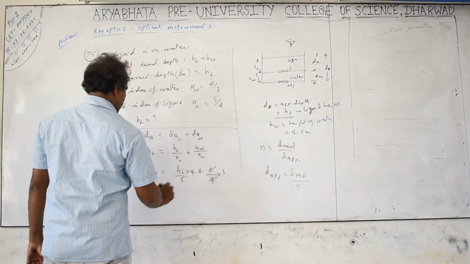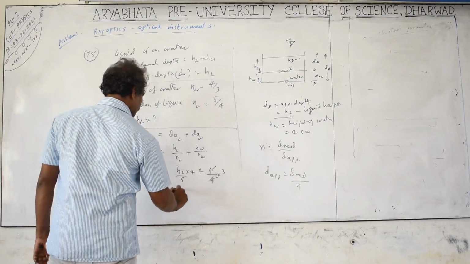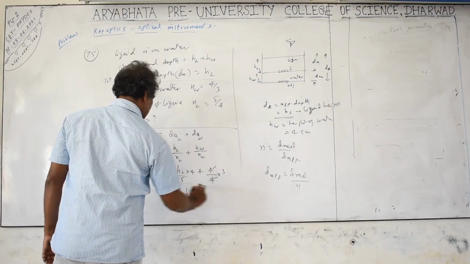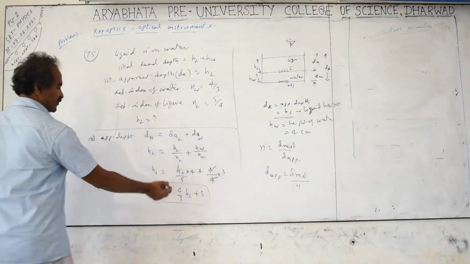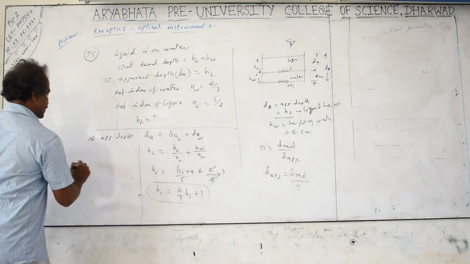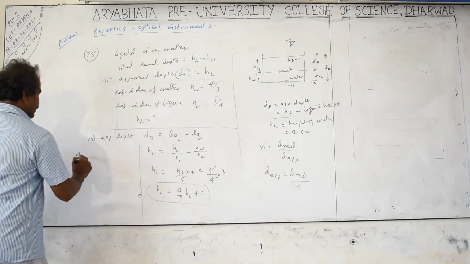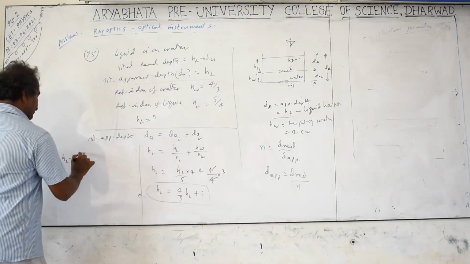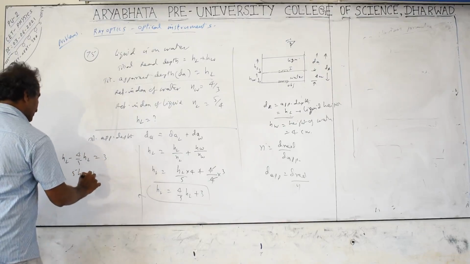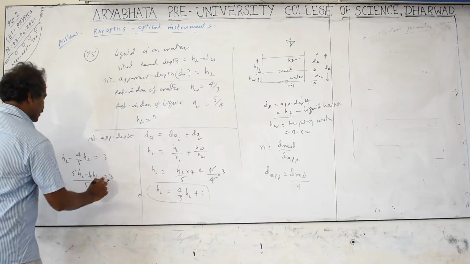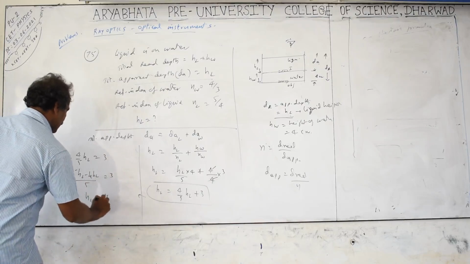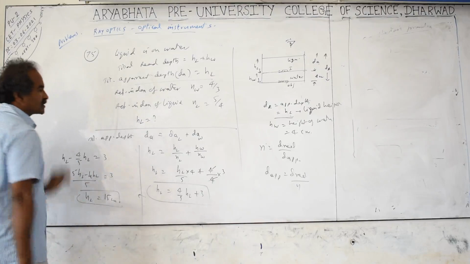The result comes out to be HL equals 4 by 5 into HL plus 3. We want to find this HL. From this relation we can take the 4 by 5 HL to the left side. HL minus 4 by 5 HL is equal to 3. Taking the LCM, 5 HL minus 4 HL by 5 equals 3. 5 minus 4 is 1. So HL equals 3 into 5, which is 15 centimeters.